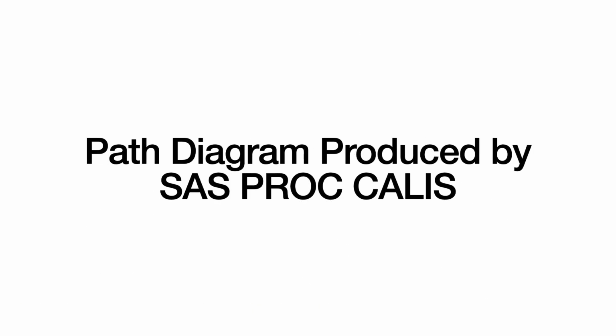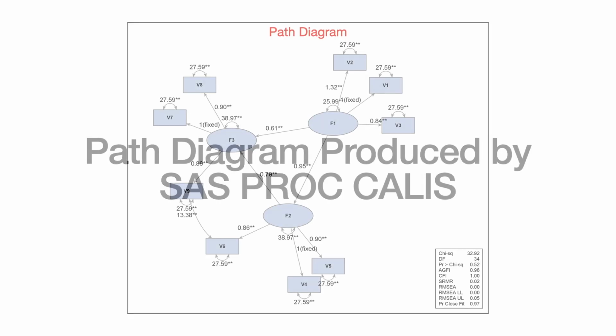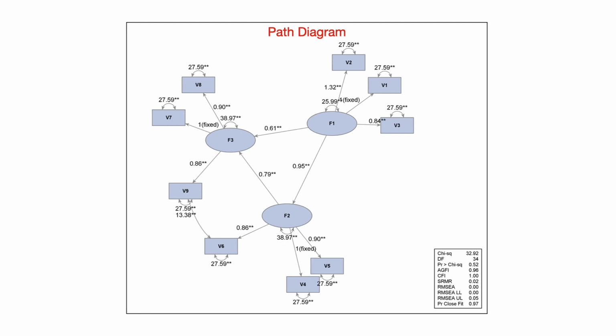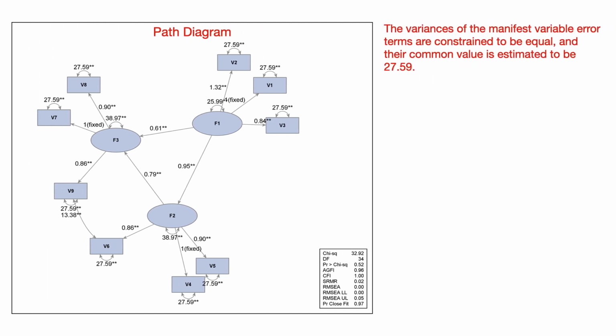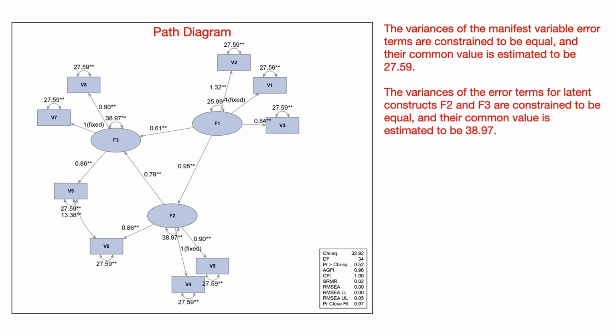Here is the path diagram produced by SAS Proc CALIS for this final model. The variances of the manifest variable error terms are constrained to be equal, and we can see in this path diagram that their common value is estimated to be 27.59. The variances of the error terms for latent constructs f2 and f3 are constrained to be equal, and their common value is estimated to be 38.97.